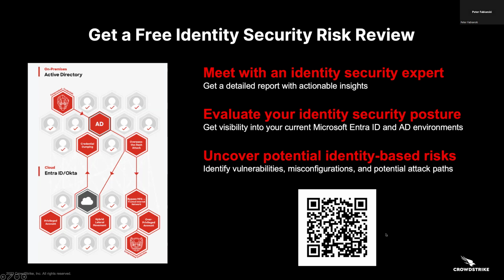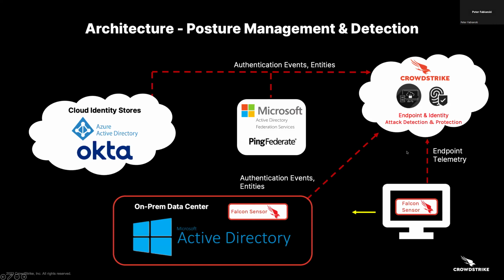Now, from an architectural perspective, this is how everything looks from a posture management and detection perspective. You have the Falcon sensor on your on-prem data centers. You also have the ability to look at Microsoft Active Directory, Azure Active Directory, and Okta via API. We have this endpoint telemetry all feed back to our cloud, and the same with these Active Directory services, so all that information is in one spot. And then we, of course, have our response actions as well.